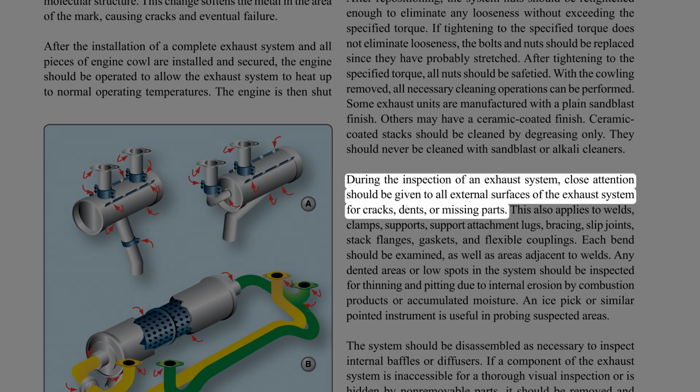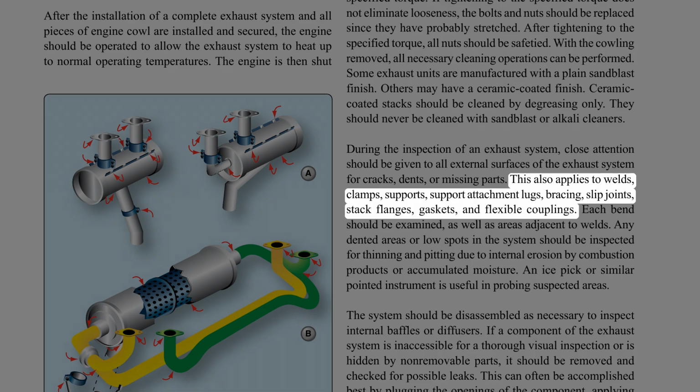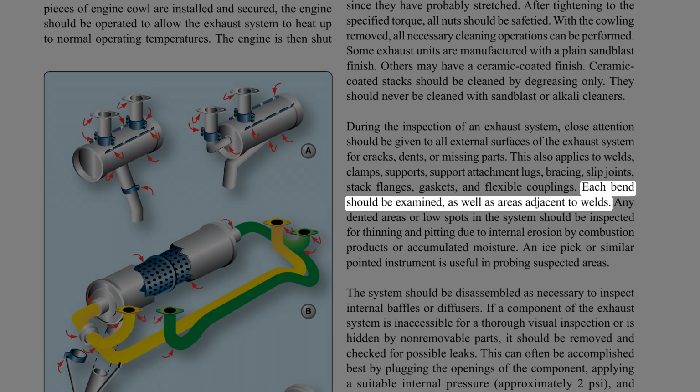During the inspection of an exhaust system, close attention should be given to all external surfaces of the exhaust system for cracks, dents, or missing parts. This also applies to welds, clamps, supports, support attachment lugs, bracing, slip joints, stack flanges, gaskets, and flexible couplings. Each bend should be examined, as well as areas adjacent to welds.